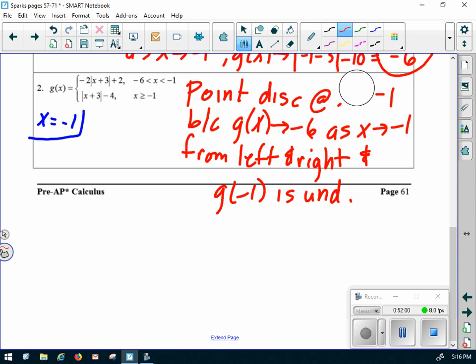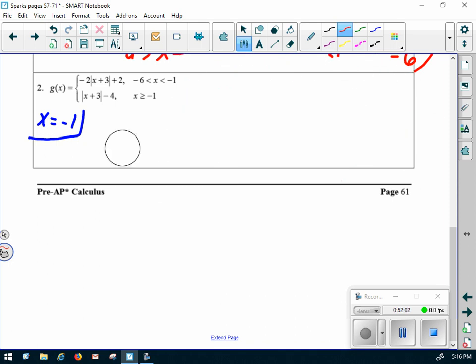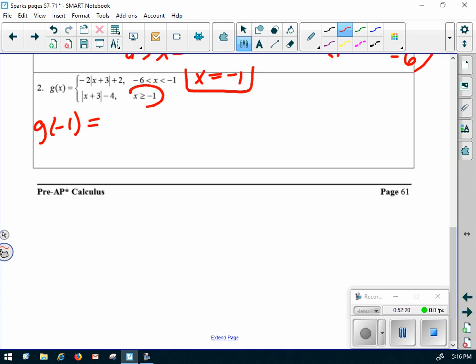Okay, next problem. Oh, I don't know why I erased that. We know that this function, if it has a discontinuity, it's going to be at x equal -1. So remember, first question, what is g of -1? Does that exist? Yep, because somebody owns the fence. The second dude owns the fence. So g of -1 is the absolute value of -1 plus 3, minus 4. Let's see, -1 plus 3 is 2. Absolute value of 2 is 2. 2 minus 4 is -2. So the function's defined there.